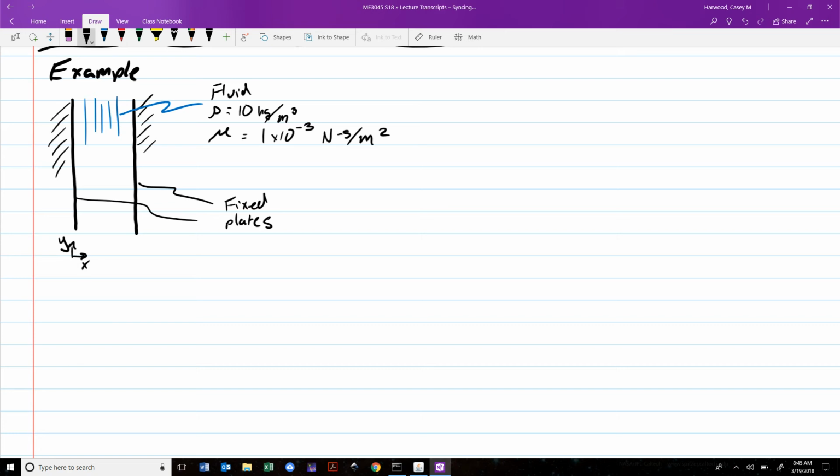This thing is oriented vertically, so yes, gravity is pulling on it. And we're going to say that the temperature of this wall here is 300 Kelvin, and the temperature at this surface is 350 Kelvin. So already, imagine what this could be.